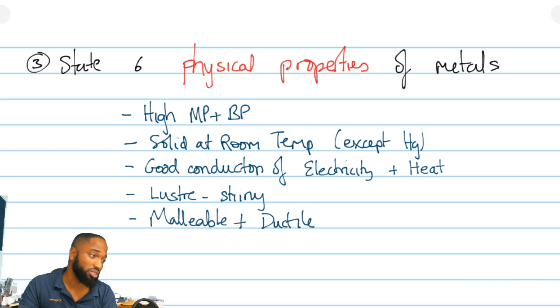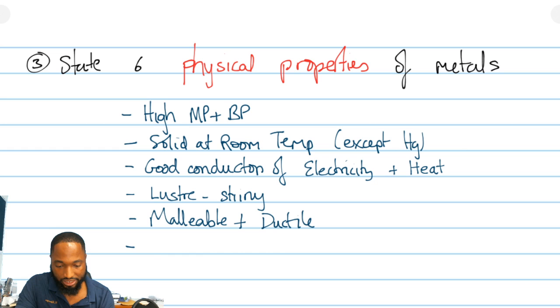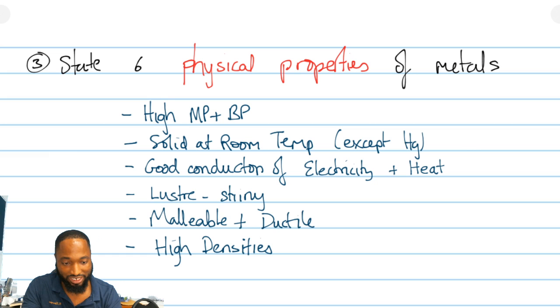Malleable and ductile. And the last one is high densities, right? All right, because of how our brain works, let me just take a quick peek back at everything we just did. That's just three things. I want to try and get a lot done tonight.